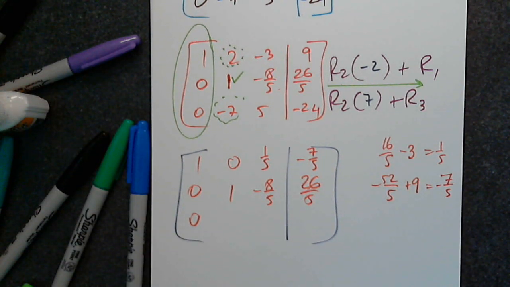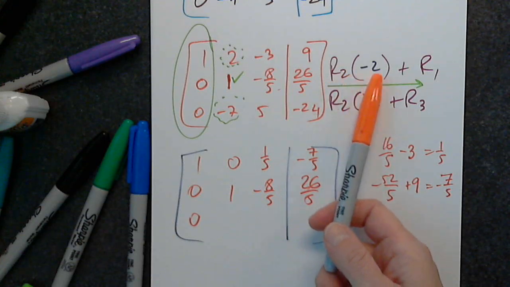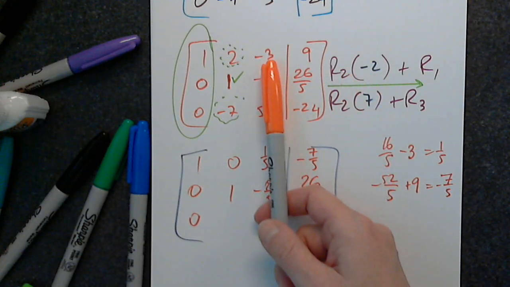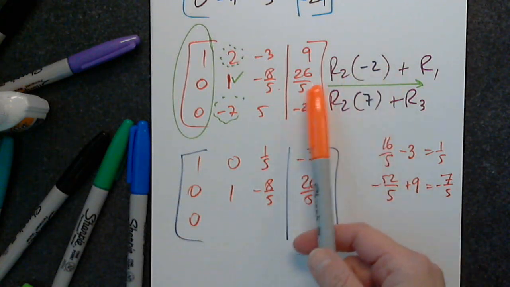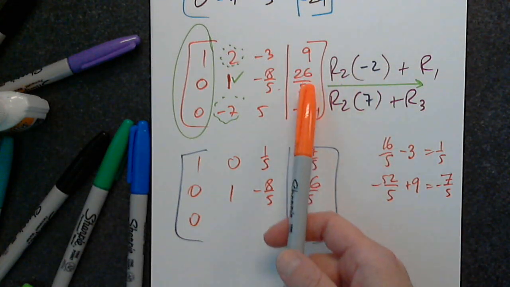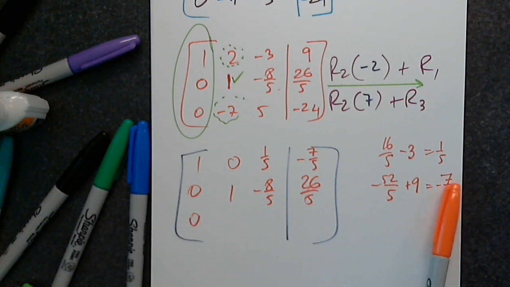Should we do this row one more time? Or is it clear? So it was 1 times negative 2 plus 2, and this was positive 16 fifths, but minus 3, and I got 1 fifth. And when I multiply these two, I get negative 52 fifths, and then plus 9. 5 times 9 is 45. Negative 52 plus 45 is negative 7. So that's how I get the negative 7 fifths.